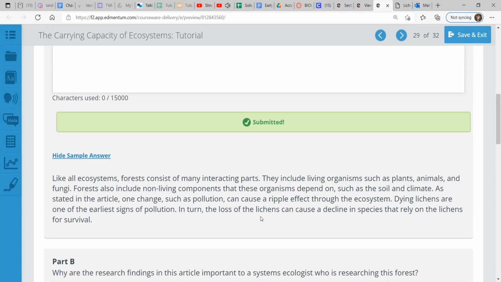Dying lichens are one of the earliest signs of pollution. In turn, the loss of the lichens can cause a decline in species that rely on the lichens for survival. So you see how everything's interactive, and one bad situation for one species can affect others as well. We all depend on one another for survival, and if one of us gets compromised, that can compromise everything else.